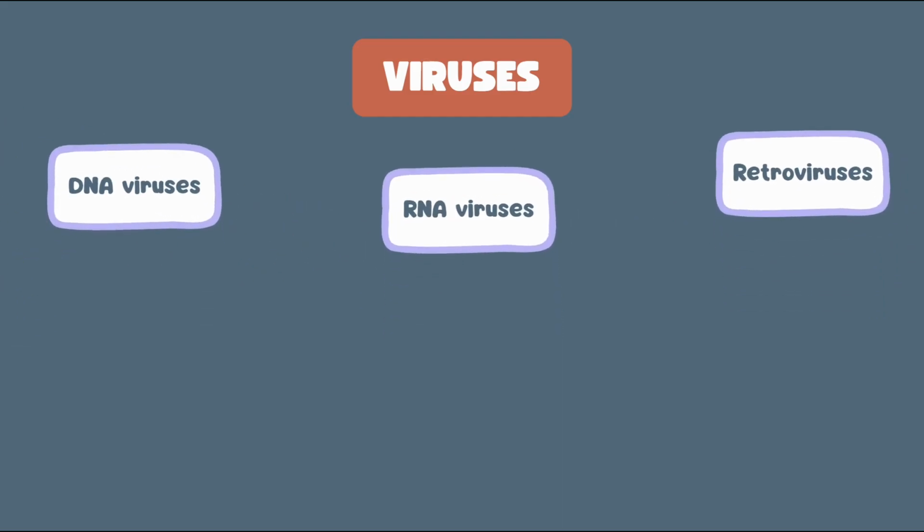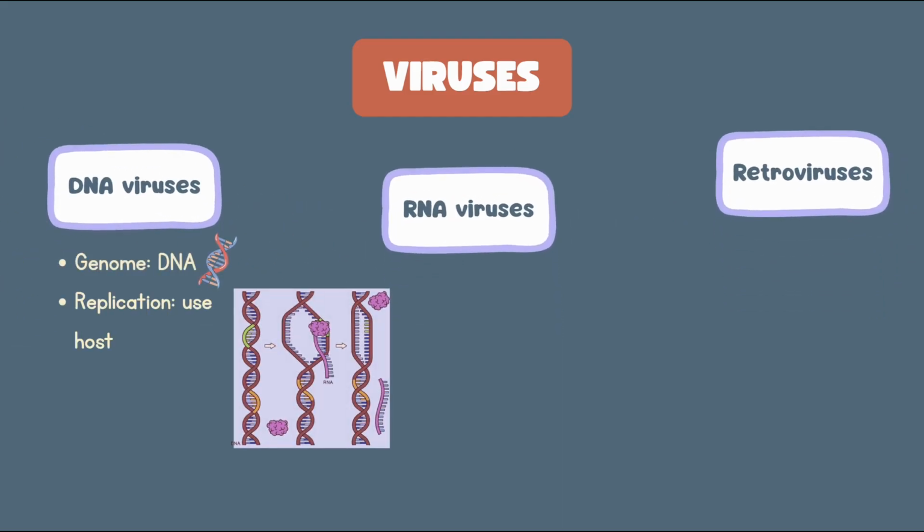Starting with DNA viruses. Obviously from their name, DNA viruses have DNA as their genome. The strategy that they use to replicate actually involves using the host cell polymerases to produce mRNA. In other words, the host cell nucleus transcribes the viral DNA into mRNA, which is then used to produce proteins.